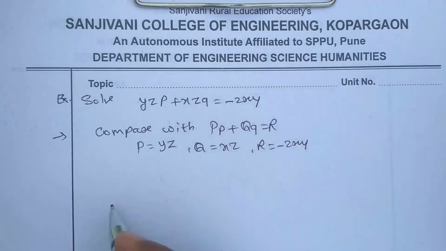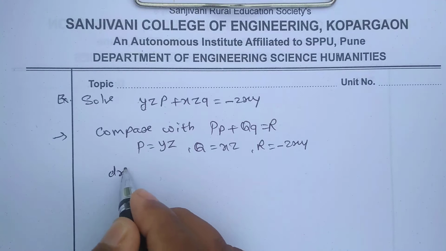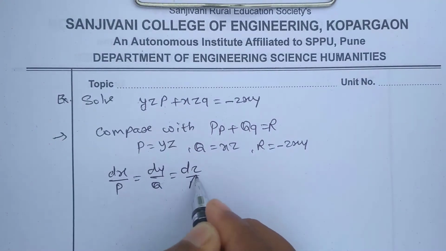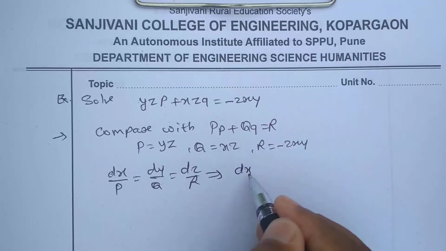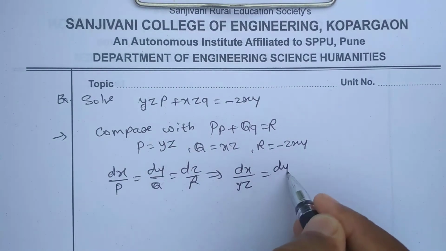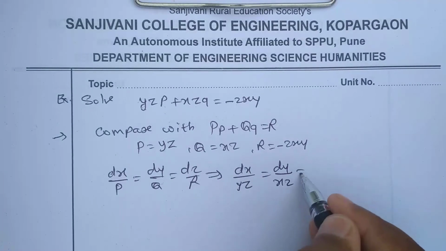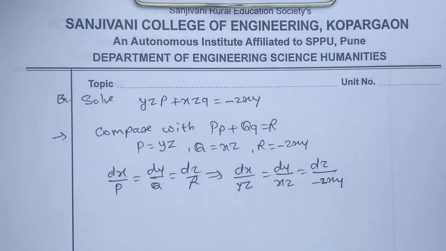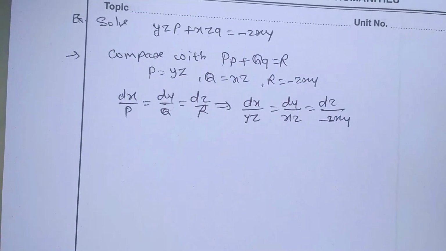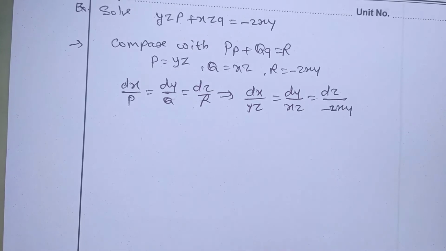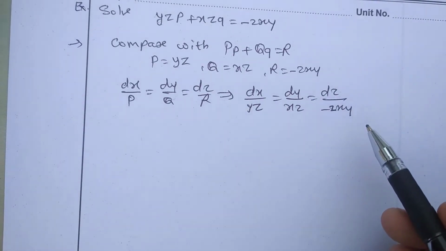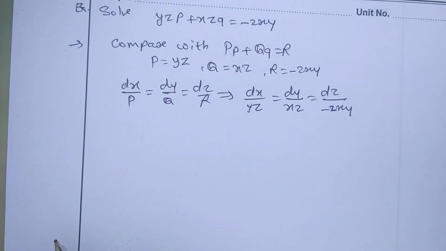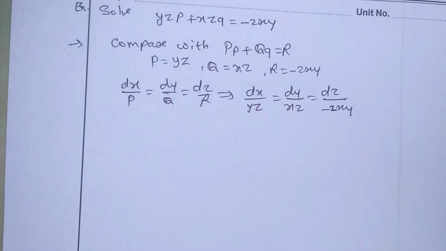minus 2xy. So you can write this equation as dx upon P equals dy upon Q equals dz upon R. This implies you will get dx upon yz equals dy upon xz equals dz upon minus 2xy. Now we have to find two different solutions for this differential equation dx upon P equals dy upon Q equals dz upon R. So for that we are going to use the grouping method.